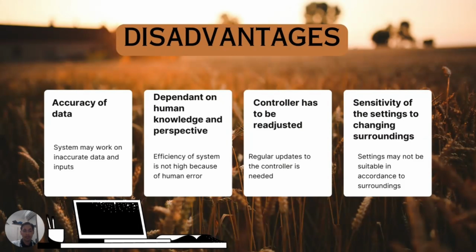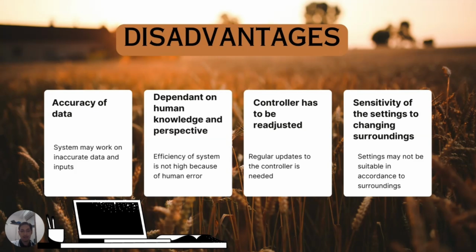Okay, now we explain the disadvantages of using the fuzzy controller in the warm water plant. First, there will be inaccuracy of data. The system may work on inaccurate data input that is provided by humans, so the system may not work as we intend it to. The second one is dependence on human knowledge and perspective, because the efficiency of the system will not be high, as there will always be human error in the system.